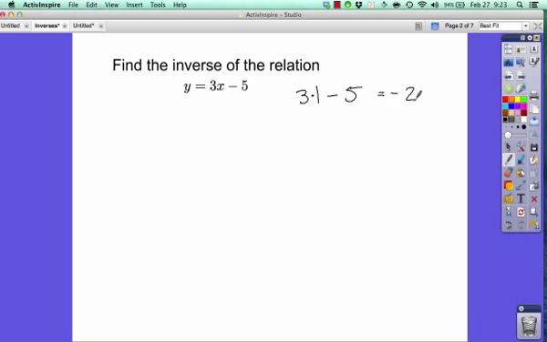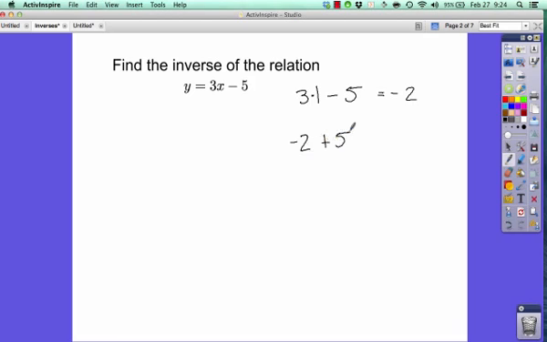-2. What I want now is to write some kind of relation where if I put in a -2, I always get 1. Well, let's try to break this down backwards. What's the last thing we did here? Subtract 5. Okay. So maybe if I want to start with -2, let's add 5.